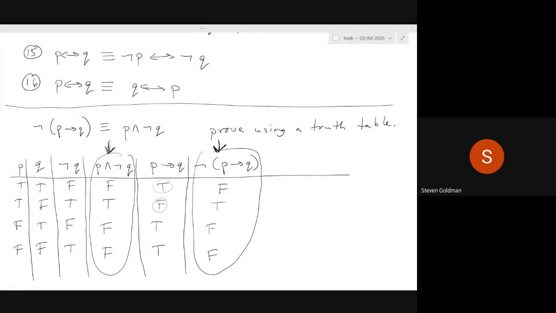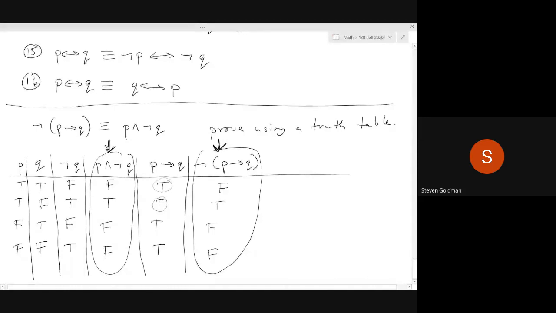Okay. Any questions on that? Okay. I want to give you now one more definition here, and with that, we'll finish for today. So I'm going to give you a definition for satisfiability.